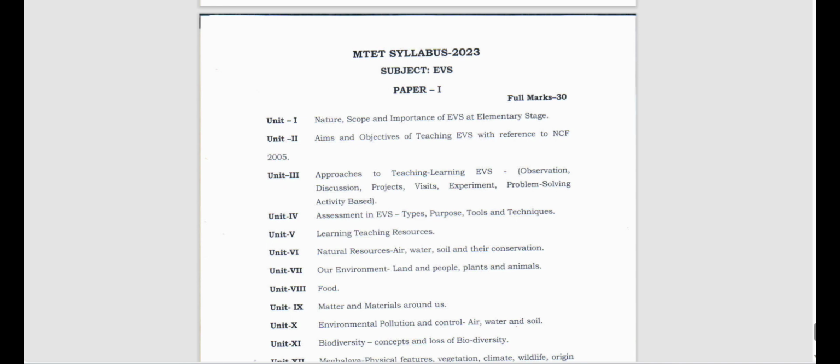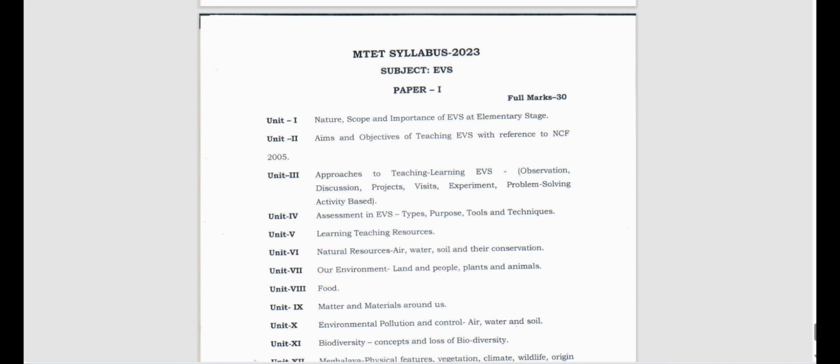As you know, Paper 1, which is for the LP section, has 5 subjects, right? What are they? CDP, Language 1, Language 2, then Environmental Studies, and the last one is Mathematics. All these subjects are compulsory except the language subject, where you can choose MIL, right?